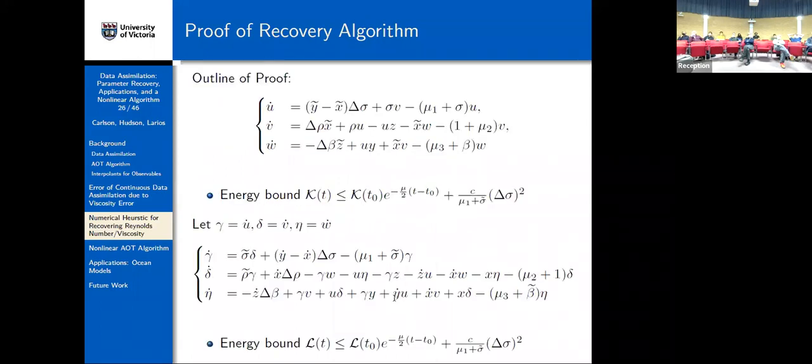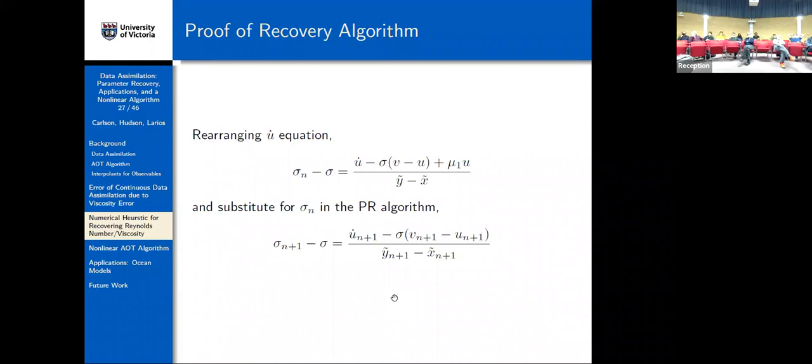So if we rearrange the U dot equation, right, my delta sigma only appears here. So I know that I can write delta sigma explicitly in terms of the equation. That's where I need to control this U dot term. So that's where the energy bound on the time derivative comes into play. And then of course, this is where the energy bound on the regular system comes into play as well.